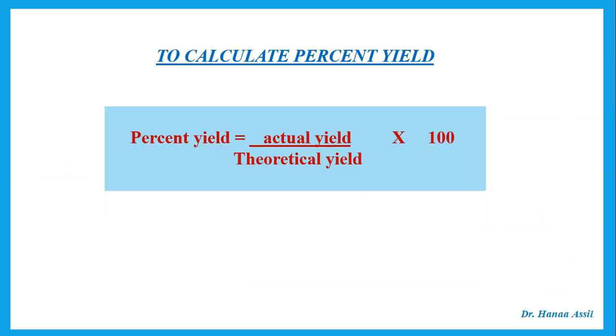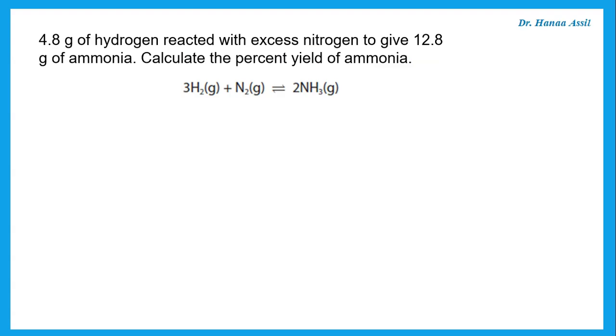To calculate percent yield, again, we do an experiment in the lab, we get a certain amount of mass, but usually it is less than what we should get, the theoretical yield. So the actual in the lab is usually less than the theoretical. So to get percent yield, we calculate the theoretical, and then what was actually obtained over the theoretical times 100, that is percent yield. So if we have 4.8 grams of hydrogen, reacted with excess nitrogen to give 12.8 grams of ammonia, what was the percent yield?